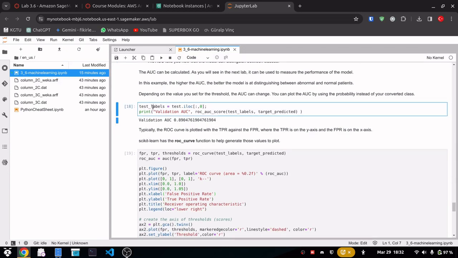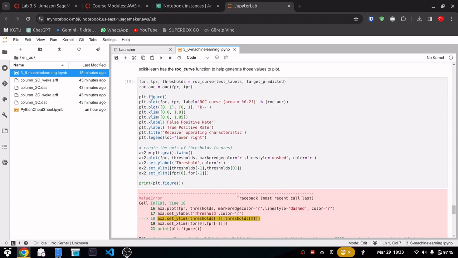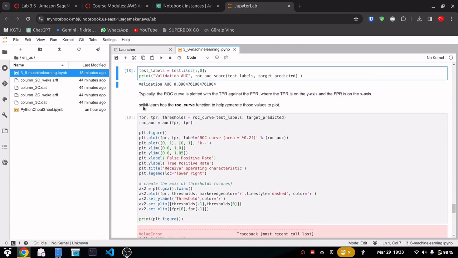So we are getting the labels from the test split, and we are computing the ROC AUC score. Typically the ROC curve is plotted with the TPR against the FPR, where the TPR is on the y-axis and the FPR is on the x-axis. Scikit-learn has the roc_curve function to help generate those values into a plot.